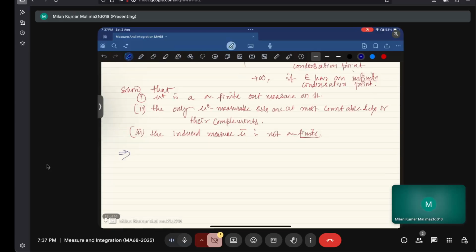Okay, so the first question is that mu star is a sigma finite outer measure on H. The outer measure part is clear, but the sigma finite part we have to prove. So let's take a set E. We have to prove that for every set there exists a countable collection of subsets which covers the set E, and each of them has finite measure.